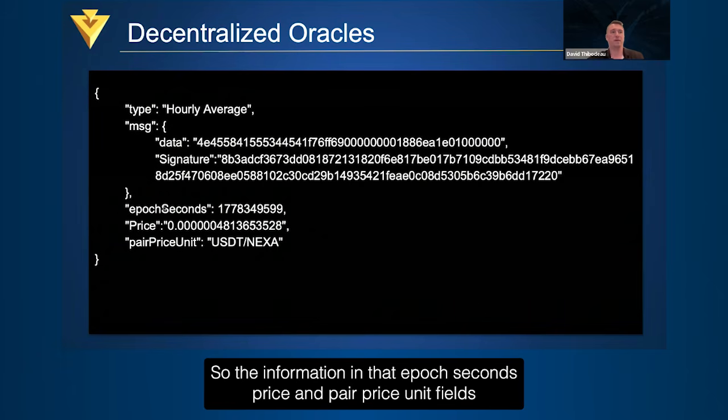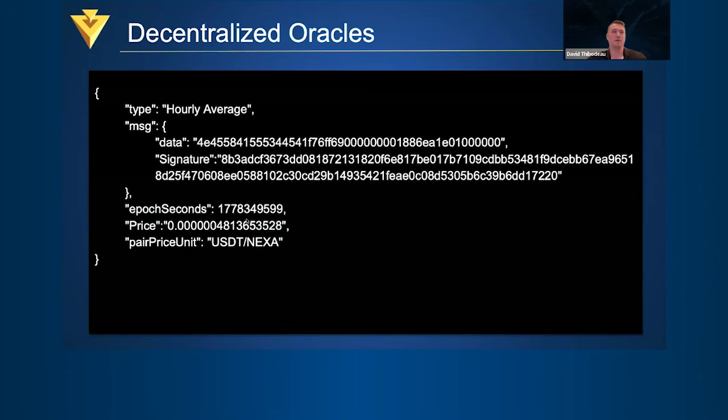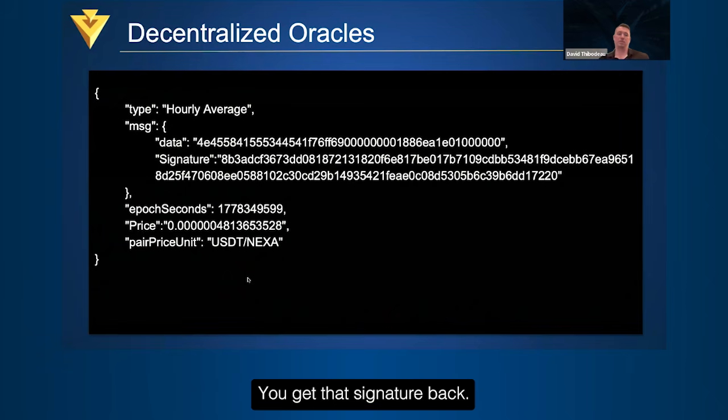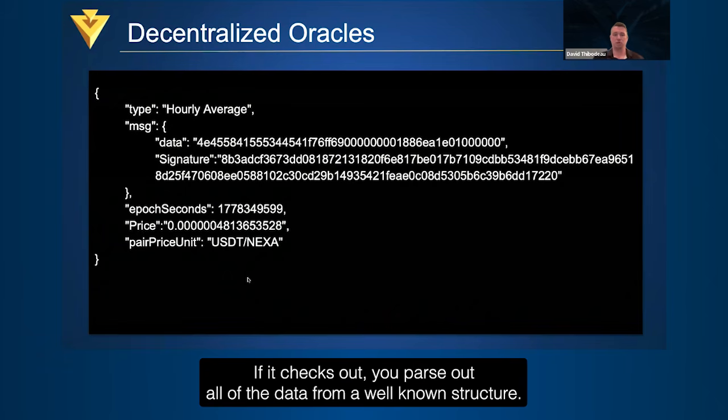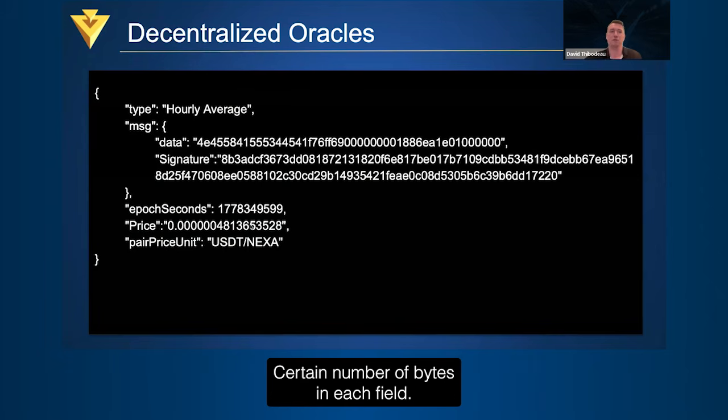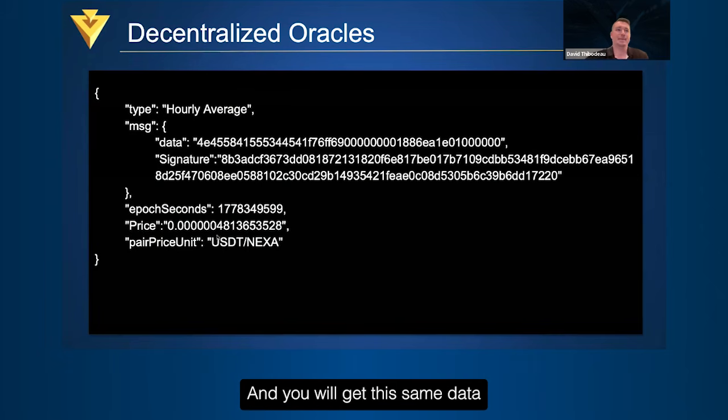So the information in the epoch seconds, price, and pair price unit fields is the data that's being signed. You get that signature back. If it checks out, you parse out all of the data from a well-known structure, a certain number of bytes in each field, and you will get this same data back out of the hex, and the signature will check out.